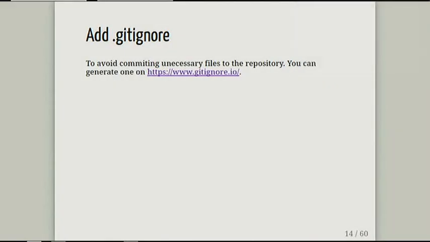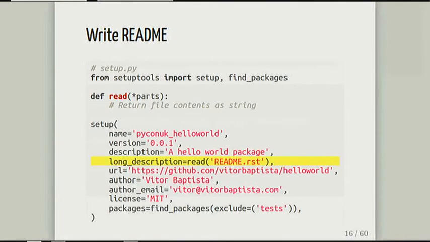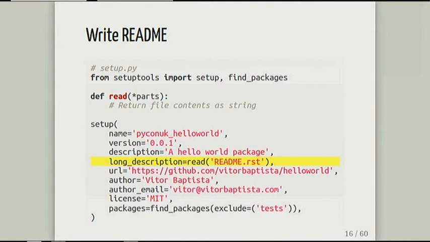Let's, in the repository, add a few files first. We need to add a gitignore to make sure we're not adding new unnecessary files to our repository. Write a README file. Please, unless you have a very, very good reason, use reStructuredText to write a README and not Markdown, because PyPI doesn't support Markdown yet, and it helps your README appear well on PyPI.